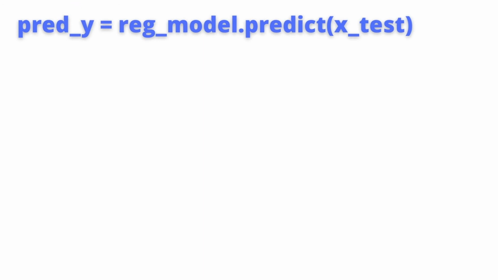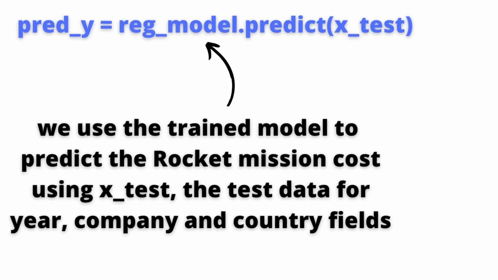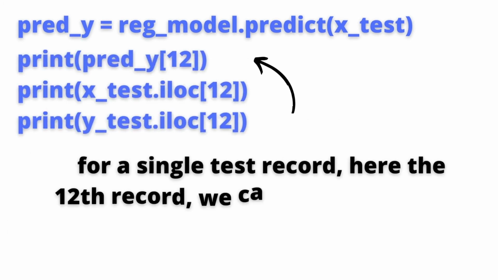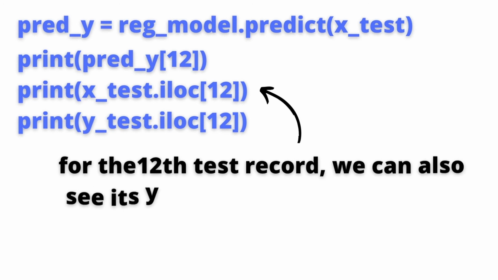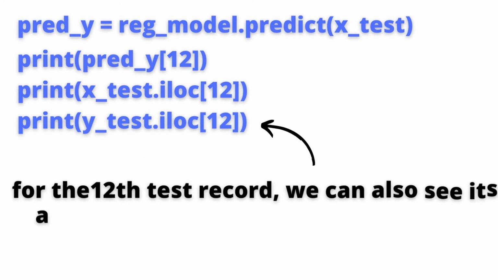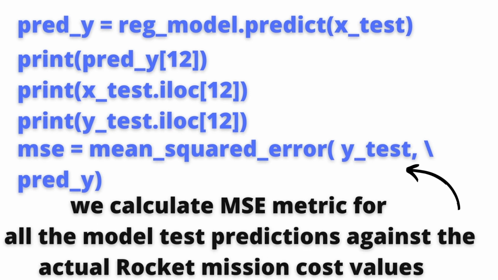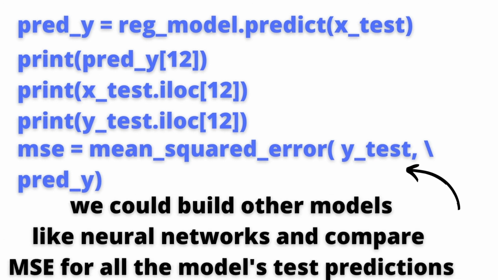We use the trained model to predict the rocket mission cost using xtest, the test data for the year, company and country fields. For a single test record, for example the 12th record, we can check the model's prediction, the input values to the model, and the actual mission cost for that record. We can calculate the mean squared error metric for all the model's test predictions against the actual mission cost values. We could also build other models like neural networks and compare the mean squared error between all the models.